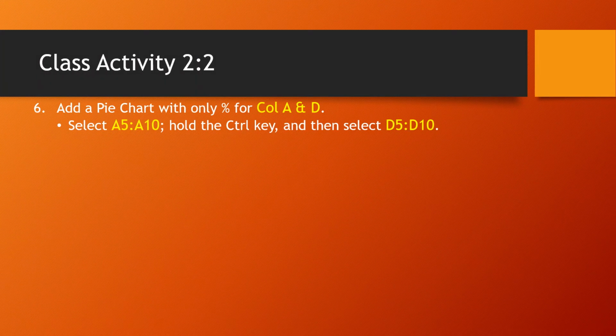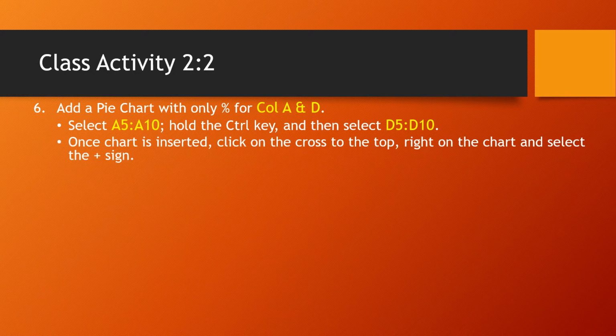6. Add a pie chart with only percentages for column A and D. To do this, select A5 through A10, hold the Control key down, and then select D5 through D10.